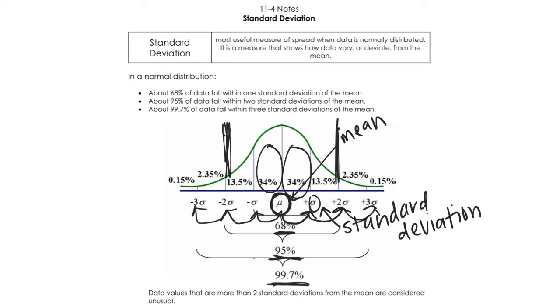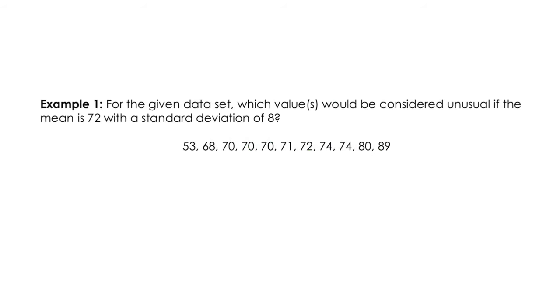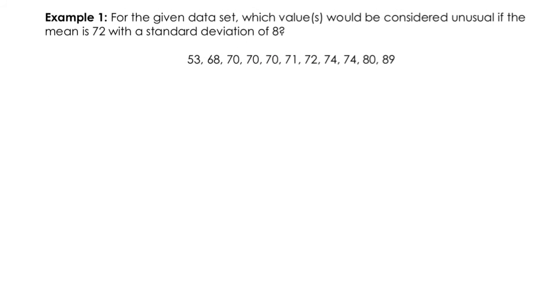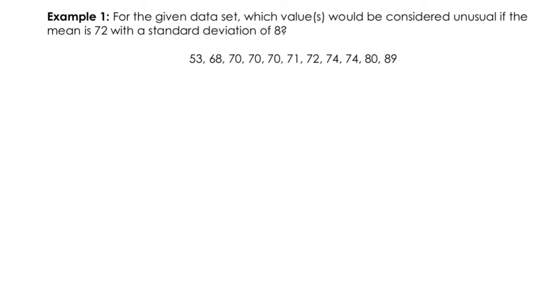So let's try a problem together. And I know this may be confusing, but let's try one together. So this first problem says, for the given data set, which values would be considered unusual if the mean is 72 and the standard deviation is 8. So let's draw our bell curve.